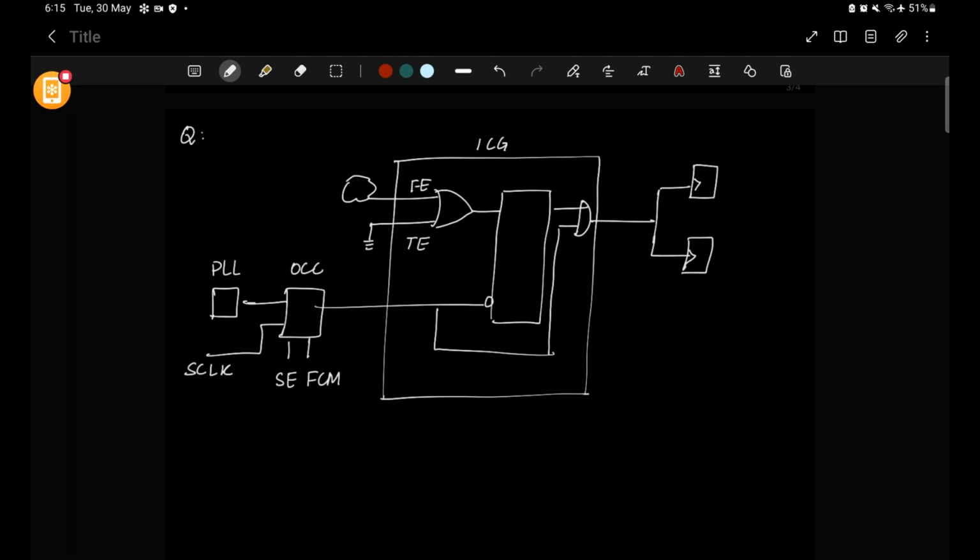Ma'am, by adding a mux. Where will you add a mux? Ma'am, between the clock input and the AND gate. No, ma'am. For the AND gate, clock is given as an input, right? This complete structure is an ICG, an integrated clock gating cell. The complete structure.